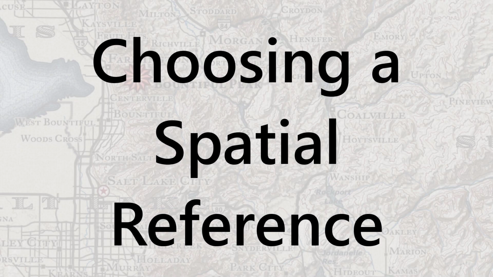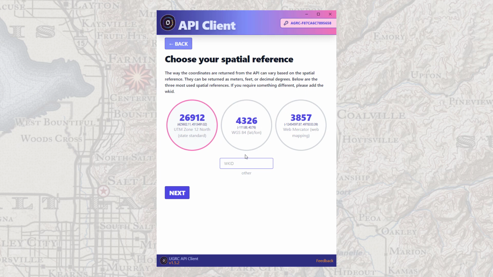The geocoding process returns X and Y coordinates for each address. We normally think of these as longitude and latitude, but the API can return coordinates in any spatial reference system. The API client presents three common reference systems to choose from, or you can specify any other system using its well-known ID number or its WKID. This is also often referred to as an EPSG code.